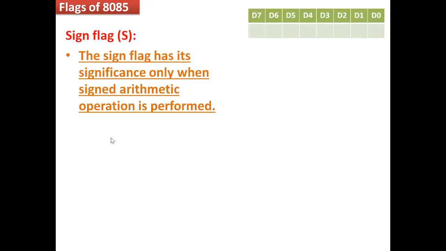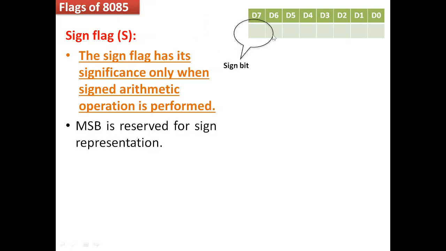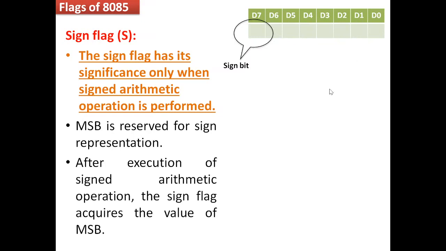Now, the sign flag has its significance only when a signed arithmetic operation is carried out. Now, in a signed arithmetic operation, the most significant bit is reserved for the sign bit. The rest of the bits are used to determine the magnitude. Now, after the execution of a signed arithmetic operation, the sign flag acquires the value of the MSB.